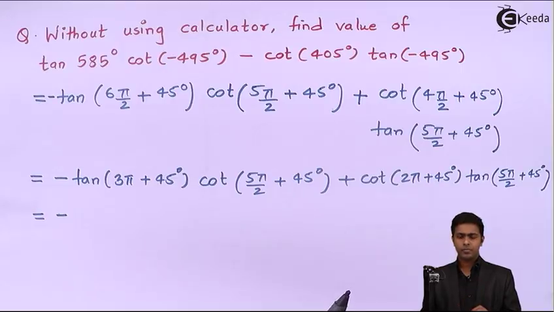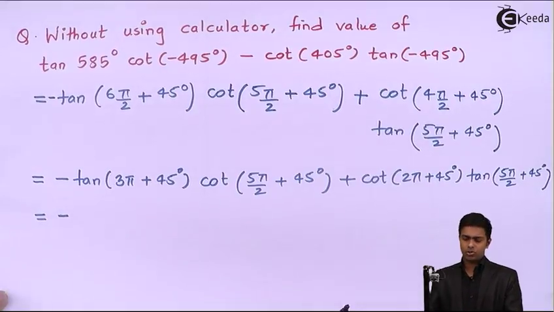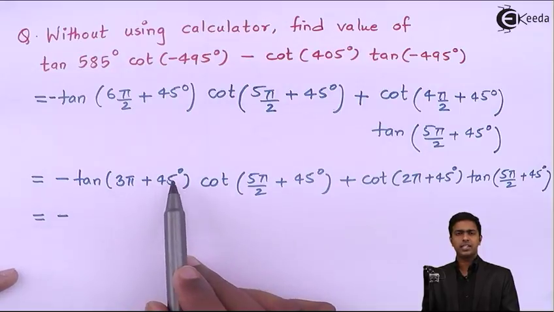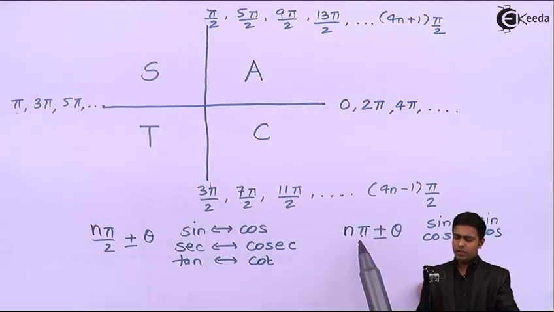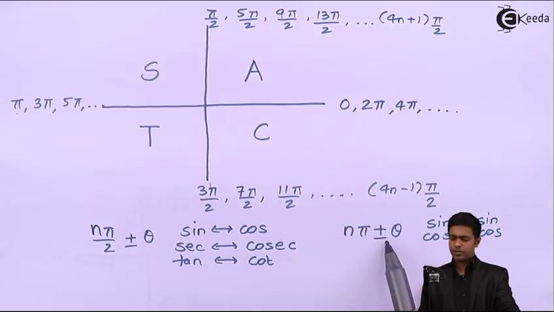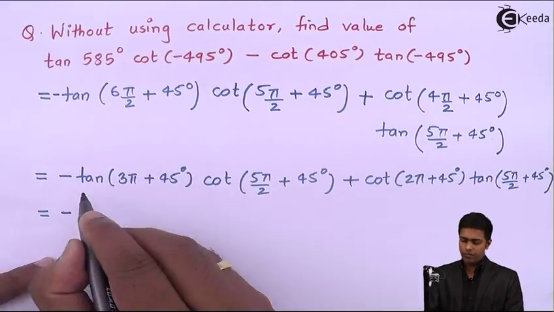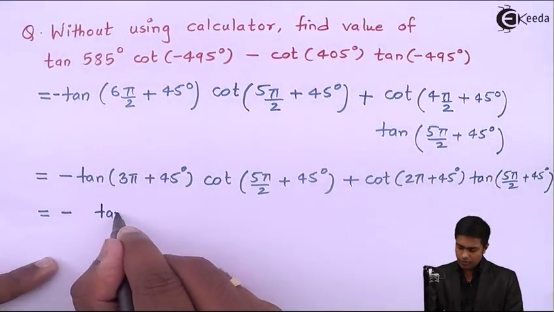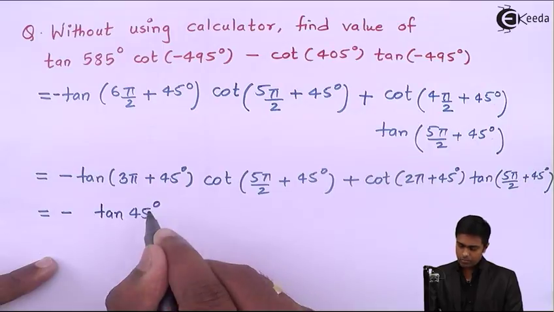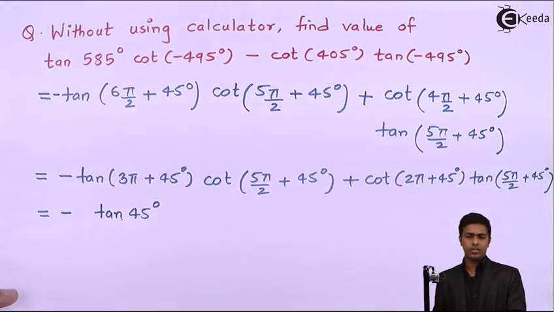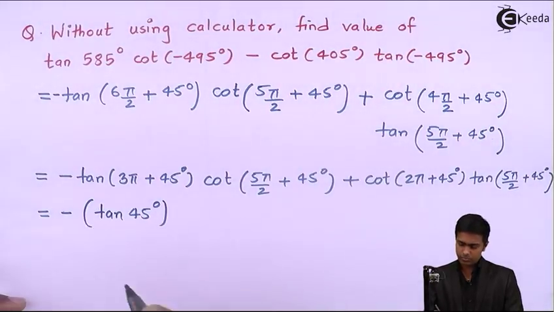tan is positive. But the question is how to write it. So let's see the format. This format is n pi plus theta. So whenever we have a format n pi plus or minus theta, sin remains sin, cos remains cos, hence tan remains tan. So here we will get tan of 45 degree, and the sign of the function is positive since the angle is in the third quadrant. So we got the first value.